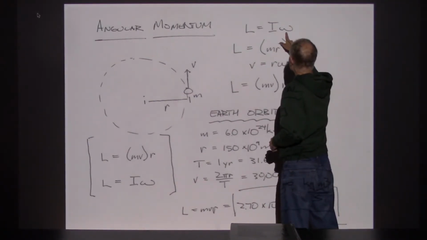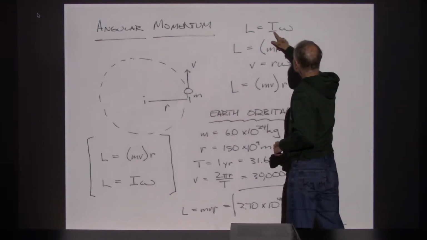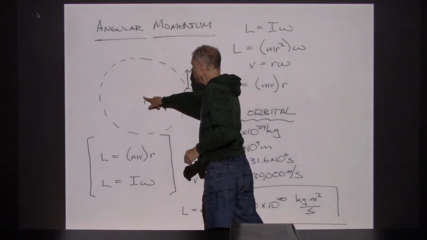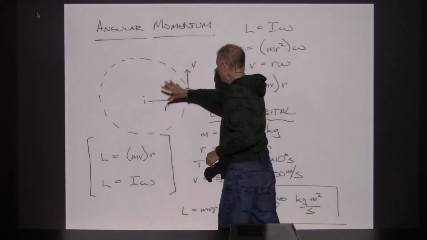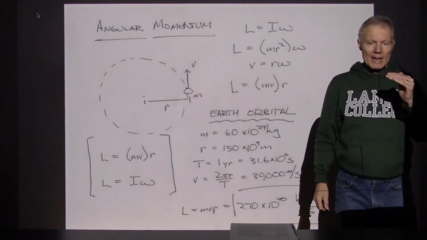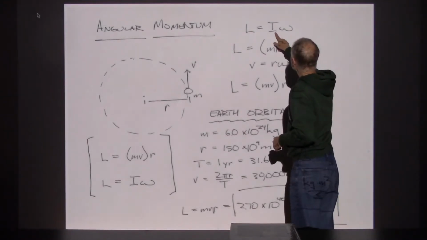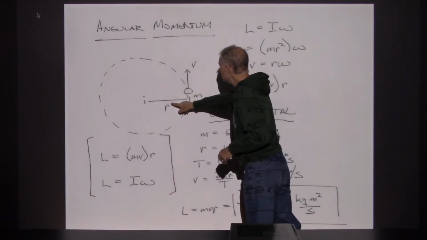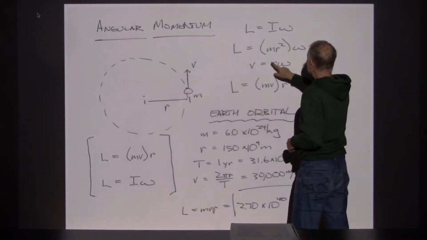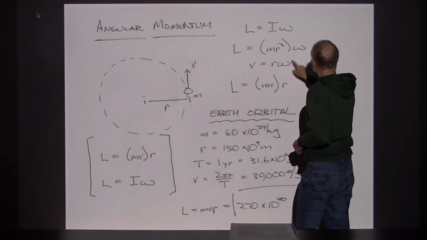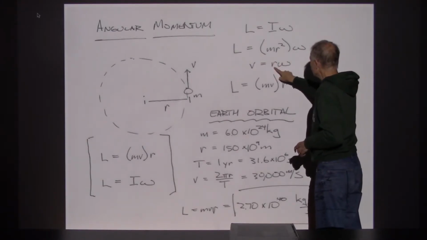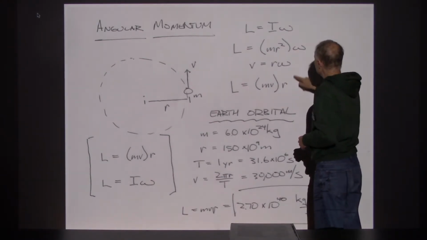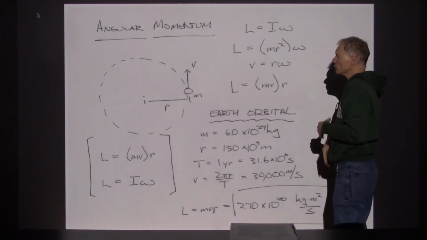Now let's take the I omega approach and see if these really match up. If I take I omega for a particle or an object with mass m relative to an axis with a lever distance of r, the rotational inertia of that object would be given by mr squared. That would give us mr squared omega. And then we can say v is equal to r omega, which means omega is v over r. So let's substitute in the v over r. And now what we have is mv times r.